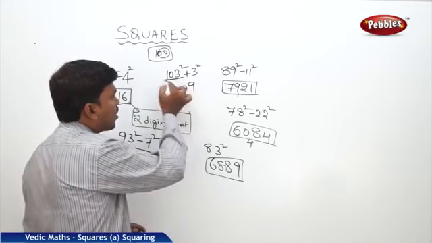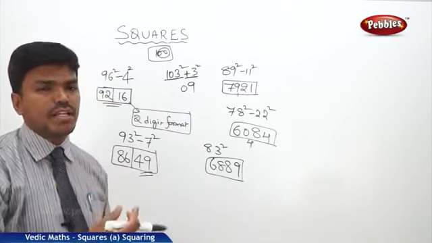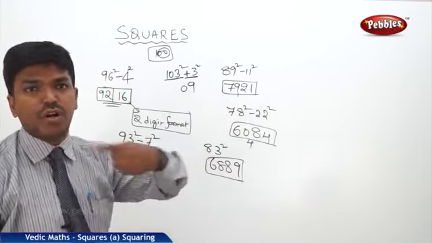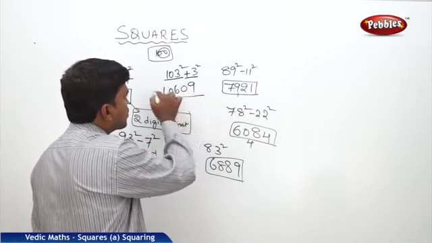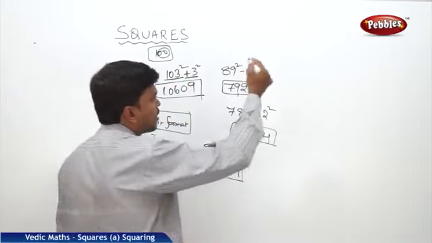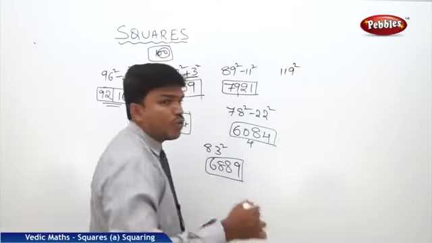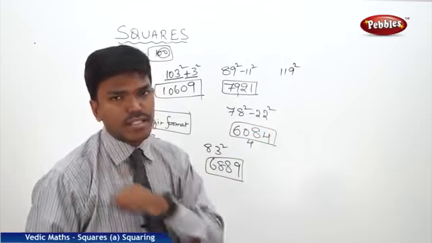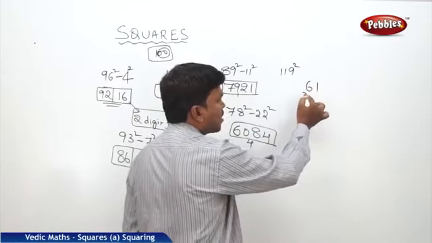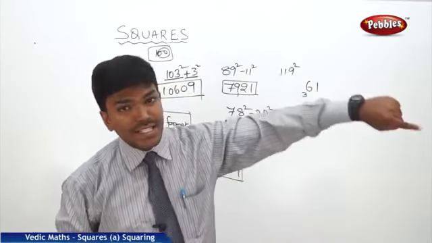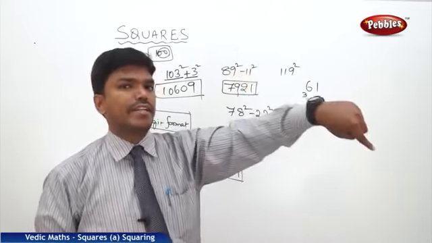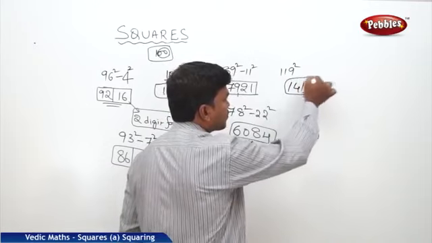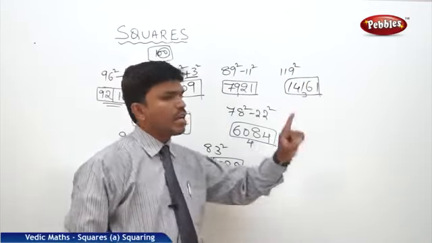Now, to get the left side part, 103 plus 3. If it is minus, we will subtract. If it is plus, we will add. So, 103, main number, plus excess number. 103 plus 3, 106. So, what is my answer? 10609. Suppose I need 119 square. What is 19, which is the excess when you compare with 100? 19 square is 361. So drop 61, carry 3. Now 119 plus 19 we need to do. 119 plus 19, 138. 138 plus 3, 141. So 119 square is 14161.